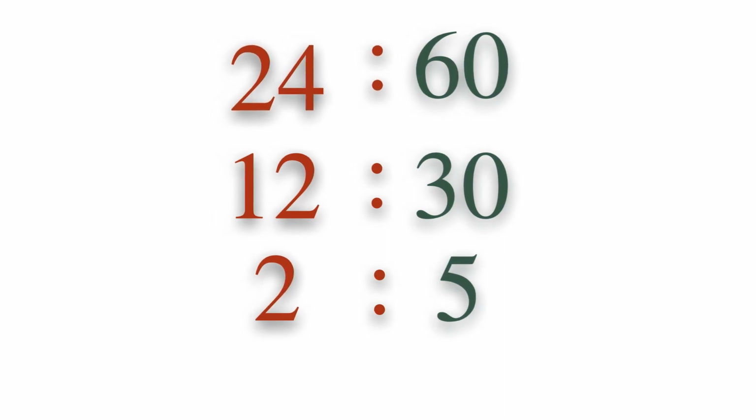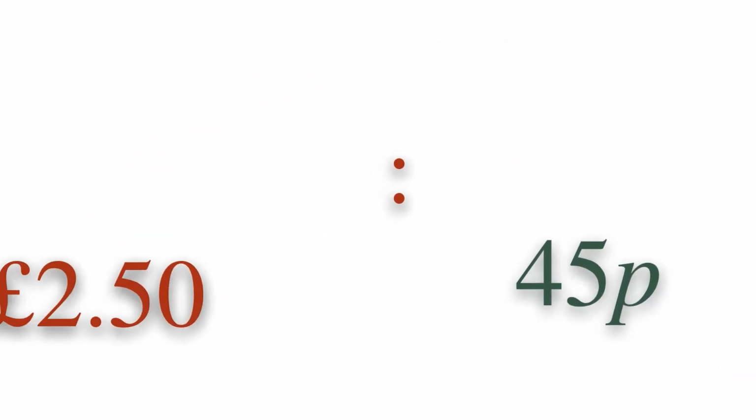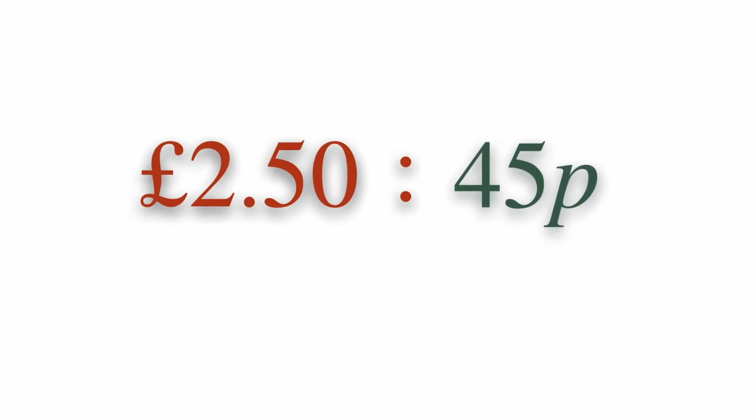If you noticed earlier, 24 and 60 have the highest common factor of 12. If you learned your times tables well, this will really help you to identify these higher common factors, and we can use this number to divide both the numbers and express the ratio as 2 to 5 in its simplest form much quicker. Sometimes ratios are given in terms of different units.